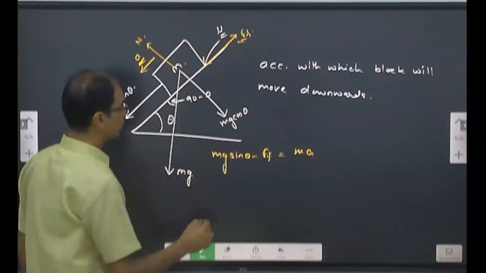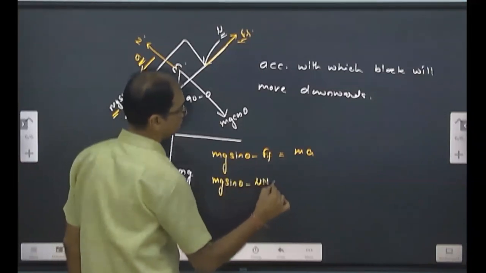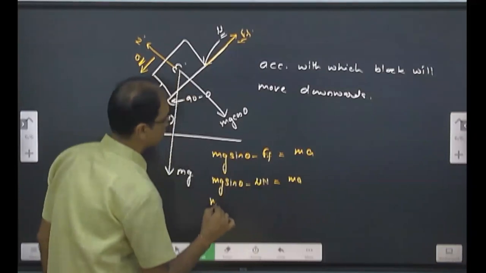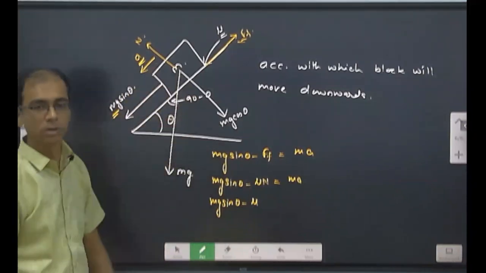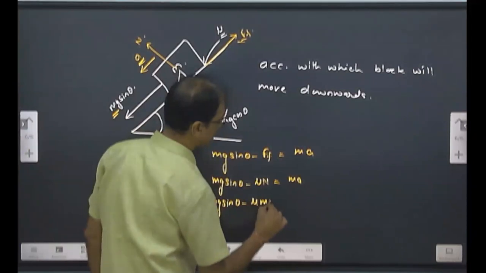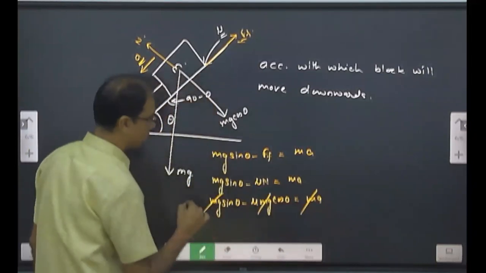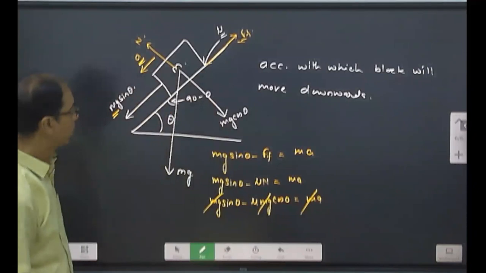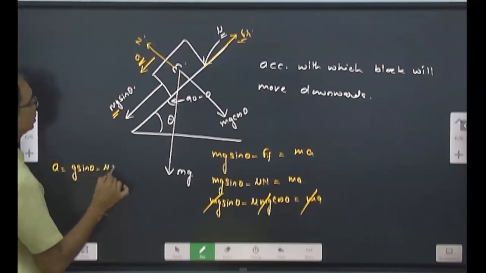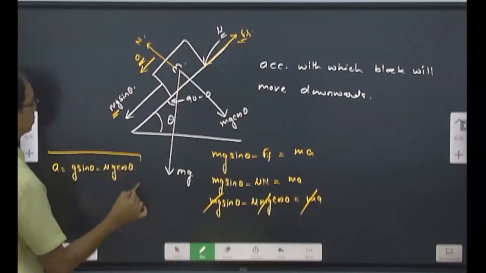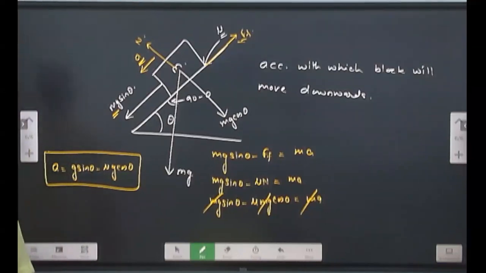Okay. So let's write mg sine theta minus mu N equal to m a. So here is mg sine theta minus mu. Now N value is what? N value we can see is mg cos theta. Right, mg cos theta equal to ma. So here m we can cancel. Okay, so what we get, acceleration is g sine theta minus mu g cos theta. Okay, note that one. This is the acceleration with which block will move downwards.